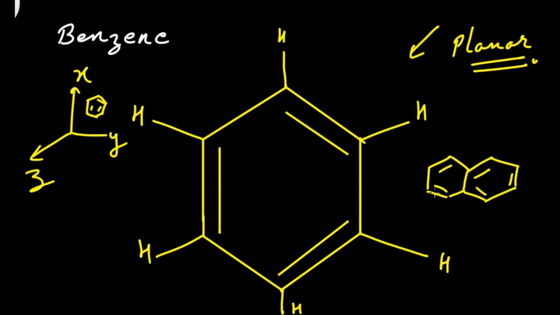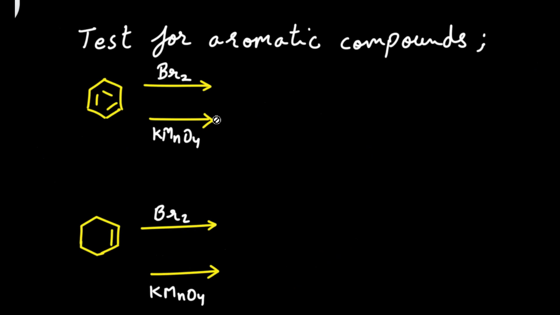Now let's move to the next test for aromatic compounds. This is known as the unsaturation test. Now there is something different between aromatic compounds and non-aromatic compounds. What is it? We will look at that. When any aromatic compound is treated with bromine or KMnO4, it will not show any reaction. So there will be no reaction.